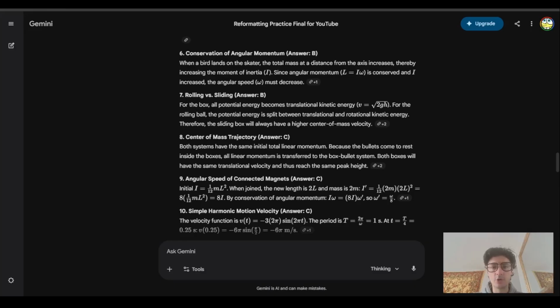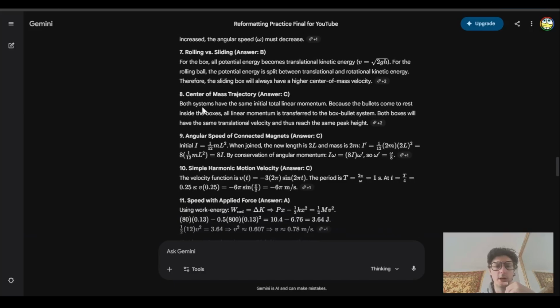Rolling versus sliding, this one I think I got wrong. For the box, the potential energy becomes translational. For the rolling ball, the potential energy is split between translational and rotational. When I thought about a ball rolling, translational and rotational kinetic energy, I thought more kinetic energy means faster, but it turns out that that's not the case. You actually split the energy, which makes the center of mass velocity of the ball slower. So this is the one I got wrong. So I think 2 multiple choice wrong so far.